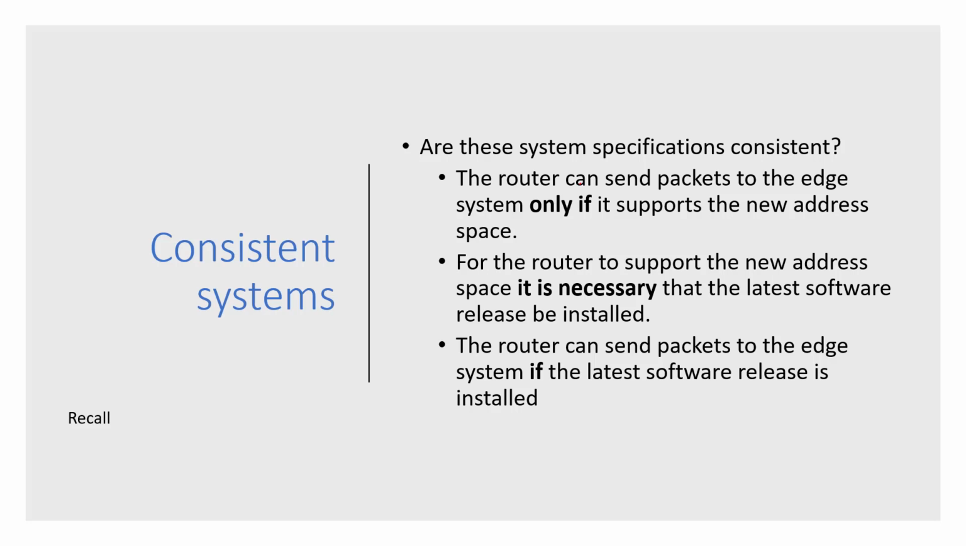All right, so the next thing we're going to do is take a set of statements and convert them into a propositional system. Let's start with this statement. It says the router can send packets, so we'll call that P, if it supports the new address space, so let's call that Q. Now let's translate that. P only if Q means that P implies Q. So the first statement says that we have P implies Q.